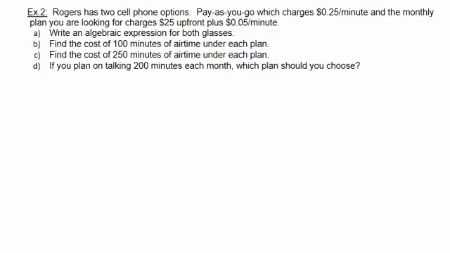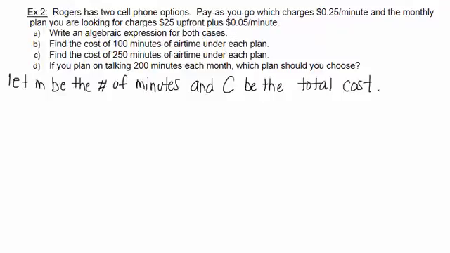Rogers has two cell phone options, a pay-as-you-go, which charges 25 cents a minute, and the monthly plan, which charges $25 upfront and 5 cents a minute. So write an algebraic expression for both cases. So the first thing we need to do is identify our independent and dependent variables and state them. So I've said let m be the number of minutes and let c be the total cost. Now let's write an algebraic expression for both cases.